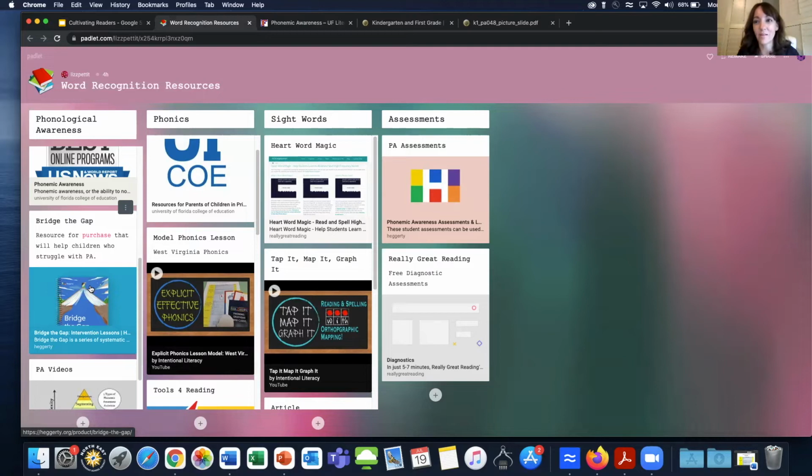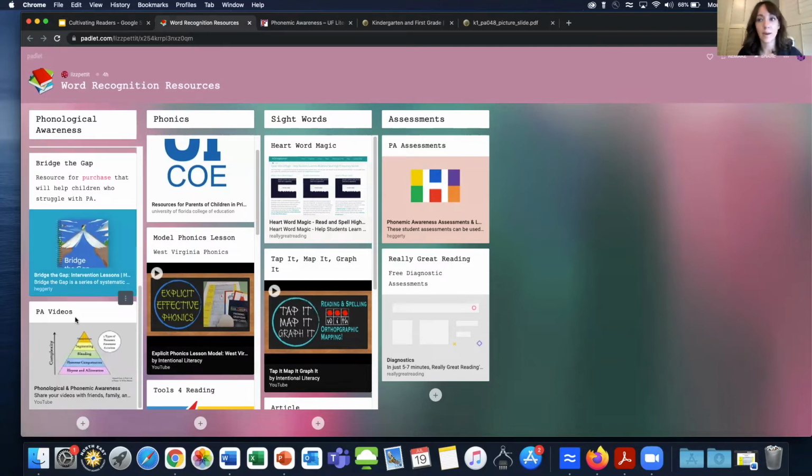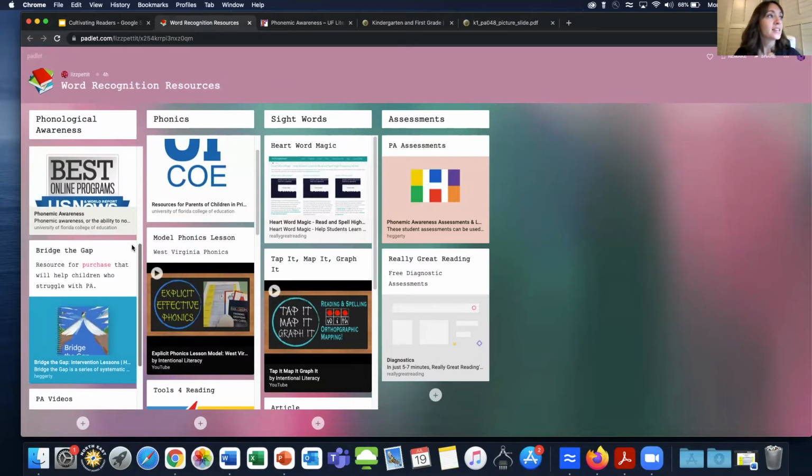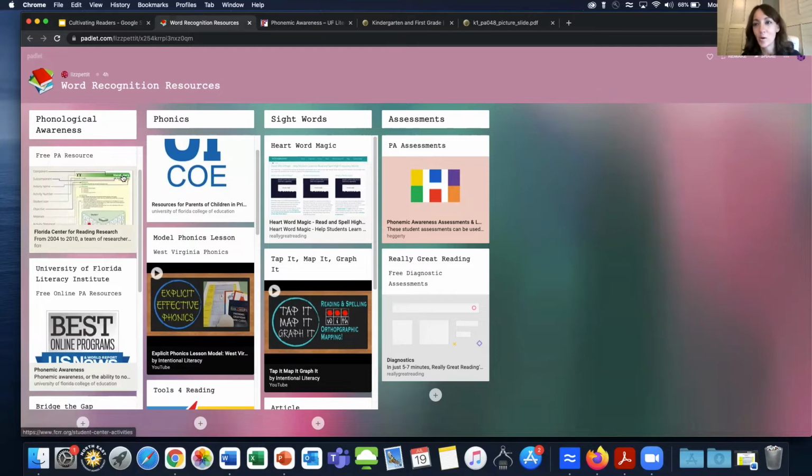And you can make it fun by doing some of the other things. I have some videos, these PA videos that I made that show some fun ways to do PA, like put some color squares down on the carpet and hop as you segment words and do some things like that. And combined with the FCRR, you can get a pretty good interactive PA lesson going on. Something to keep in mind for phonological and phonemic awareness, you're not supposed to drill and kill. It's supposed to be fun, 5 to 10 minutes.